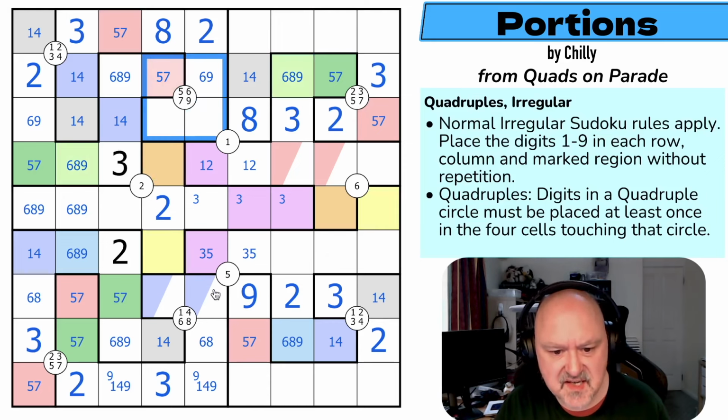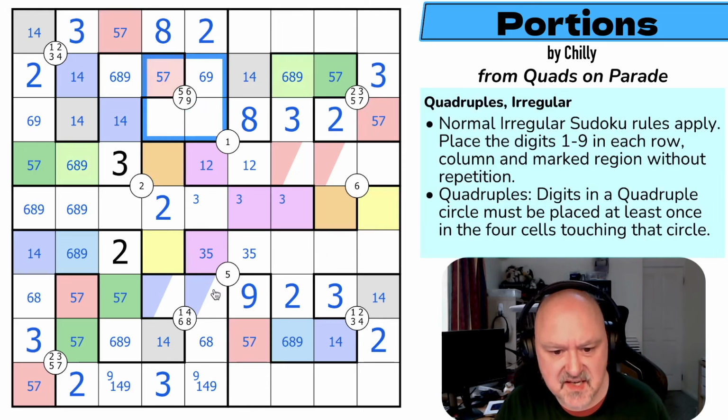Is it the same with this blue? No. Blue goes here. Which is not impacted by this quadruple. Four. 6 is the only digit that can go here.